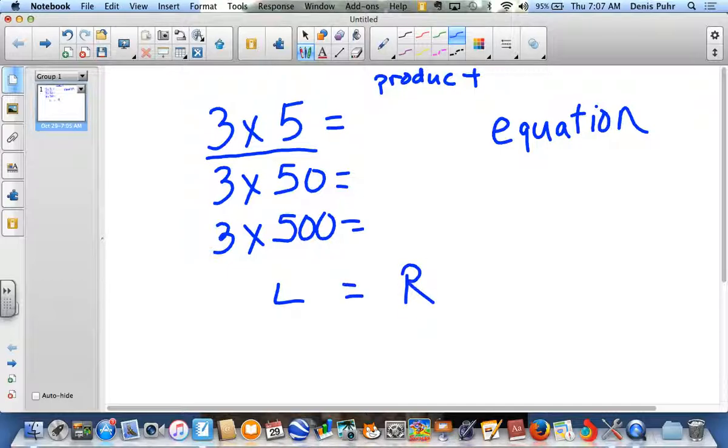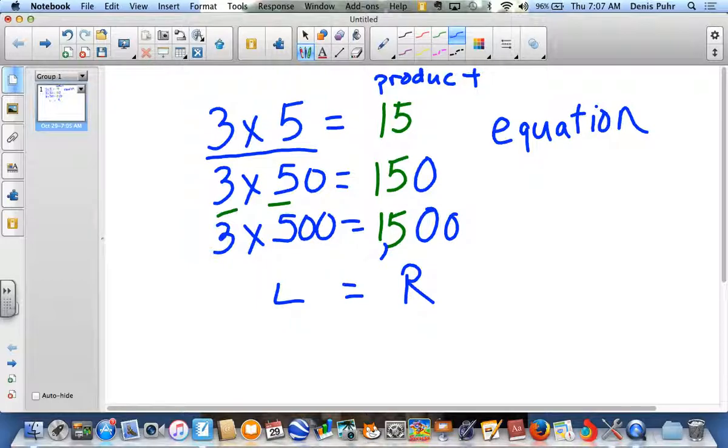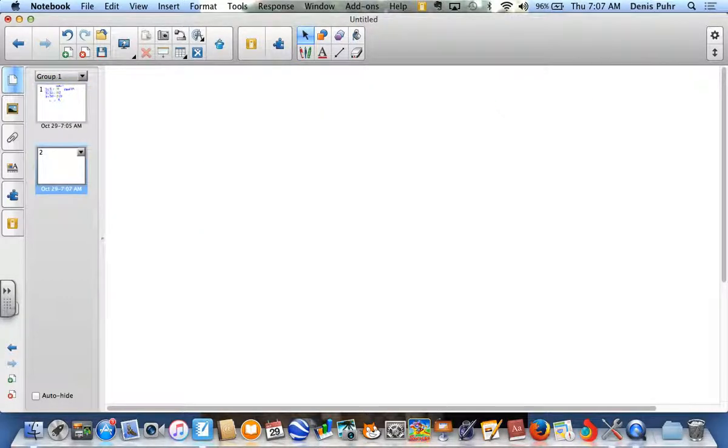Go ahead and see if you can solve these equations. Click pause. Welcome back. Did you do 3 times 5? Did you count in your head? 5, 10, 15. Did you use that strategy again? Do 15, and then did you add that 0? 150. And again, 3 times 5 is 15, and add the 2 zeros, and we read that as 1,500.